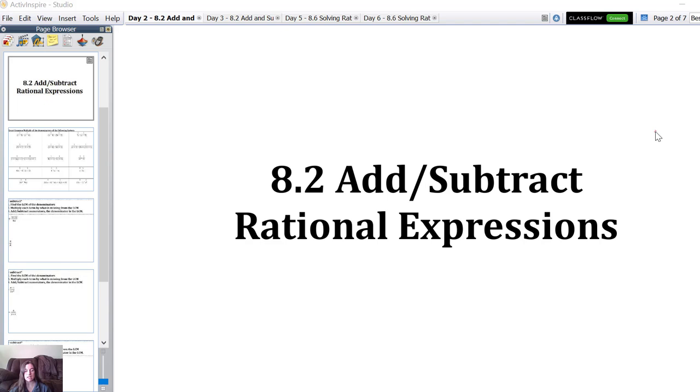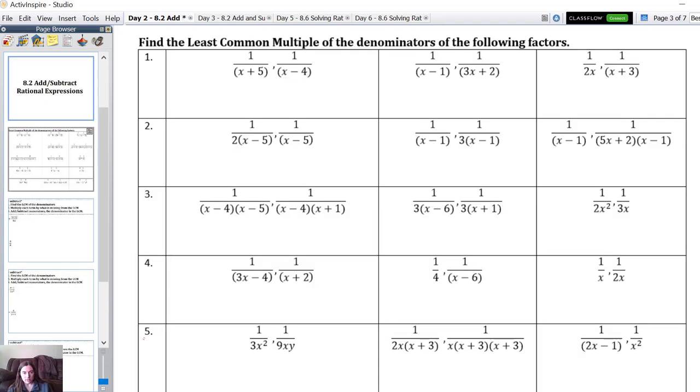Now we're going to go over adding and subtracting rational expressions. And a really important concept for adding and subtracting these rational expressions is knowing a least common multiple, an LCM, of your fractions. You've used LCMs before, but in that case your denominator was always some sort of integer or whole number. Here, our denominators have variables.